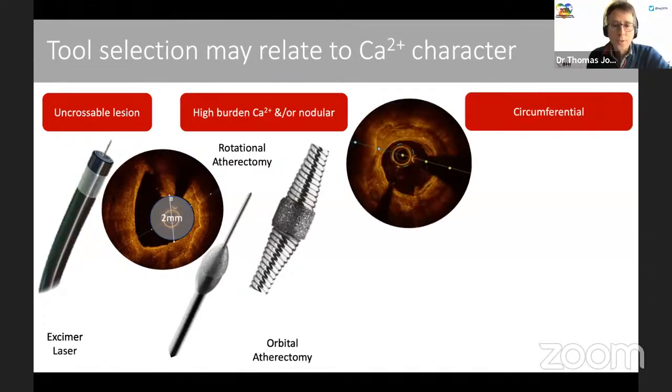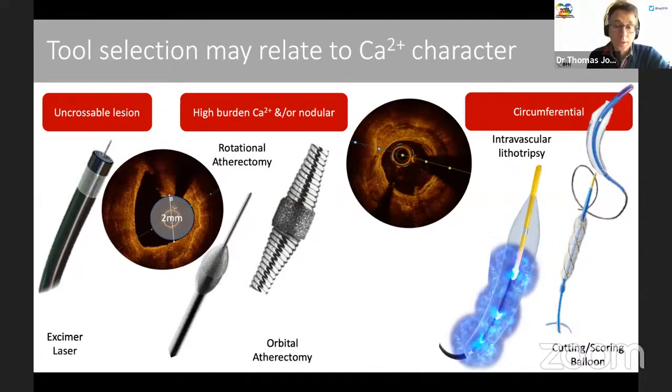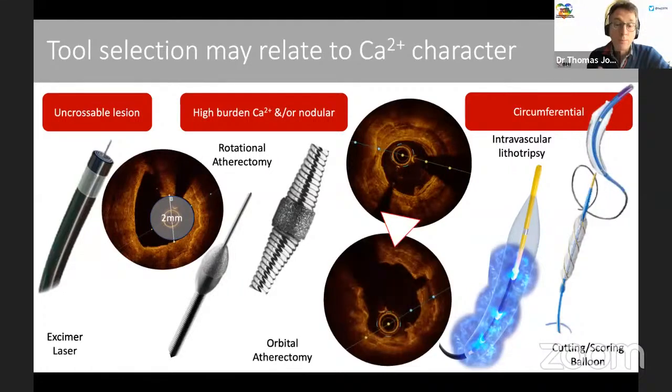Or if we're faced with circumferential calcium, we may think about some form of ballooning technique, either simply moving to a cutting or scoring balloon, or perhaps to a more advanced and costly technology like intravascular lithotripsy, where again with imaging we can see gratifying fracture, and we talk about increased vessel compliance for the purpose of receiving the stent and then ensuring adequate stent expansion.